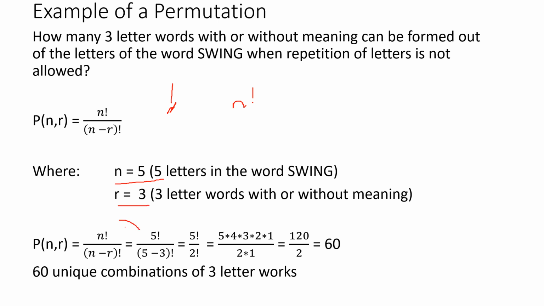If we have 5 letters in the word SWING, but we only select 3, the permutation for this is 5 factorial over (5 minus 3) factorial, all within parentheses in the denominator. Remember, 5 factorial is 5 times 4 times 3 times 2 times 1, which is 120. 2 factorial is 2 times 1, which is 2. 120 divided by 2 is 60. So there are 60 permutations we can make from the 5 letters in the word SWING, every possible unique order that doesn't repeat itself, with 3 letters.